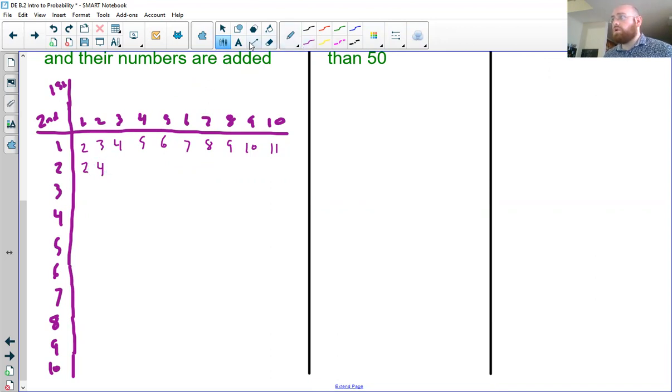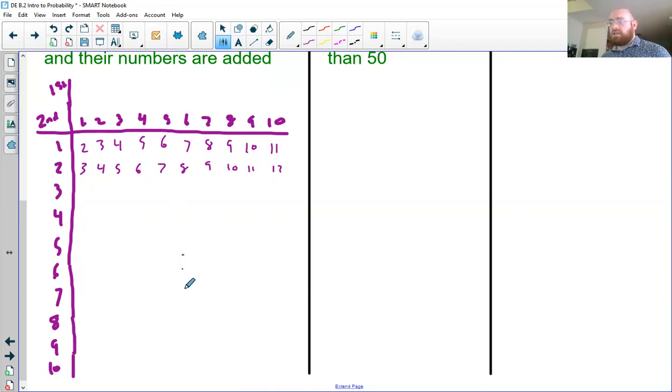2 and 1, hold on, I need to go even further back. This is why it helps to pay attention. I am finding their sums. So 2 and 1 is 3. Then 2 and 2 is 4. 2 and 3 is 5. Then 6, 7, 8, 9, 10, 11, 12. And we could continue this all the way.